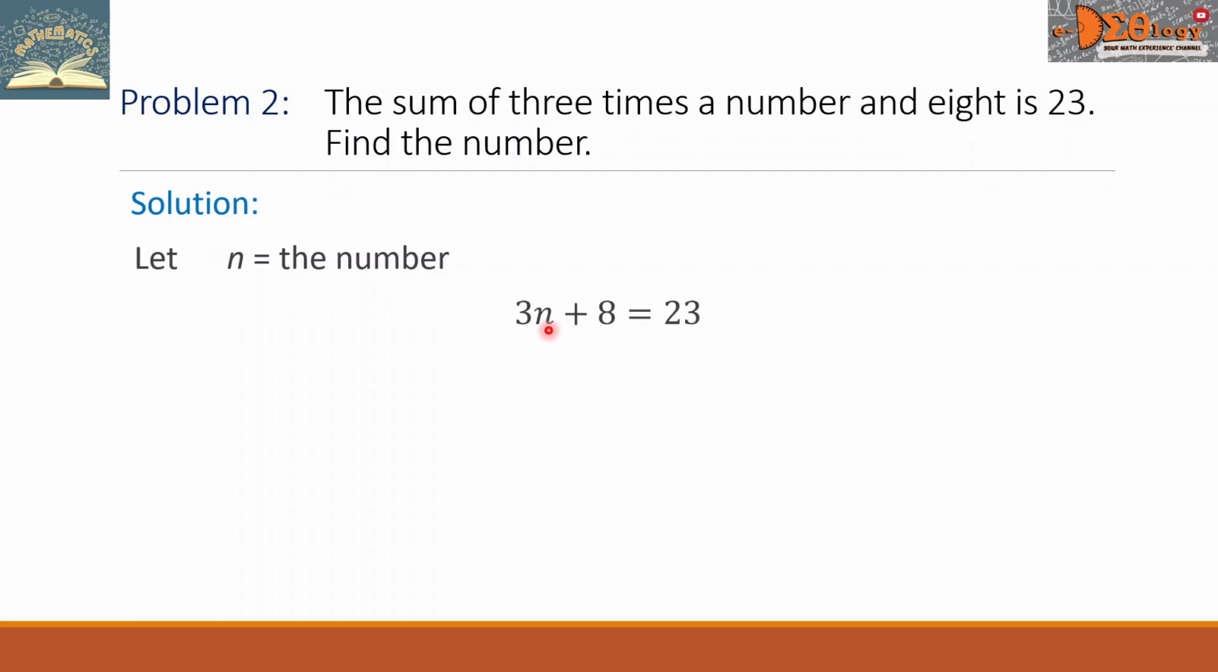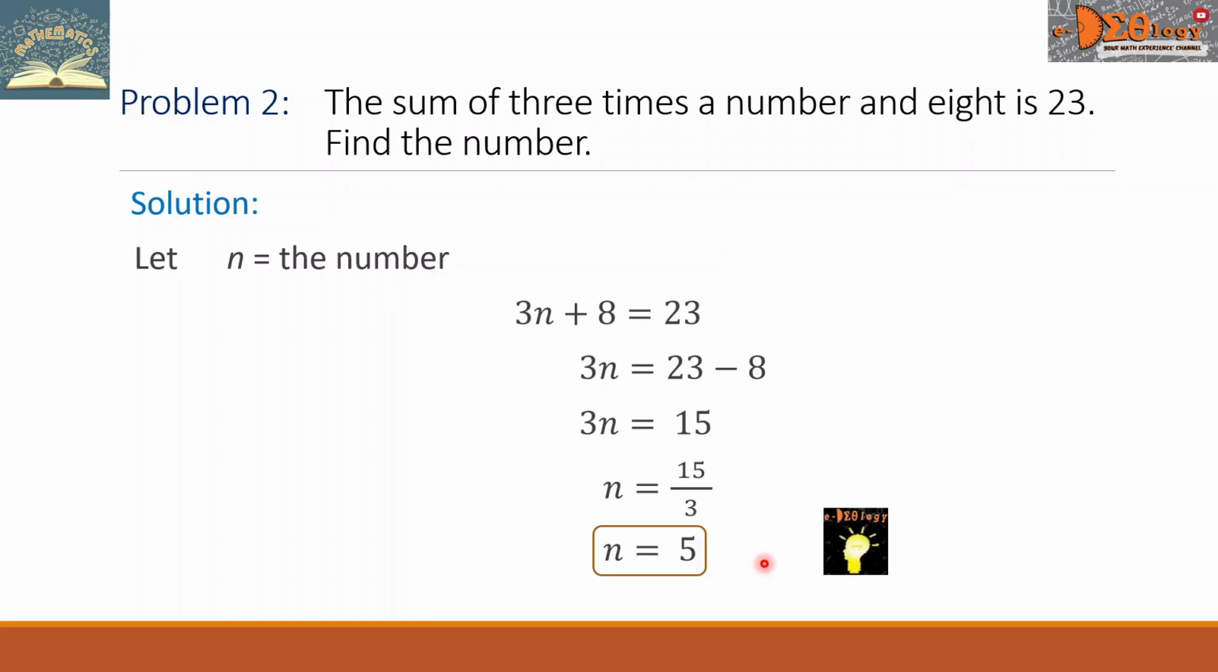Let us now solve for n. The positive 8 we transpose to the right. It becomes negative. So 23 minus 8 is 15. Let us divide this equation by the coefficient of n, that is 3. Or we say that n equals 15 divided by 3. And the quotient is 5. Let us check if this number 5 satisfies the condition. This 5 multiplied by 3 is 15. And then plus number 8, the total is 23. Indeed, it satisfies the condition. This is the answer.